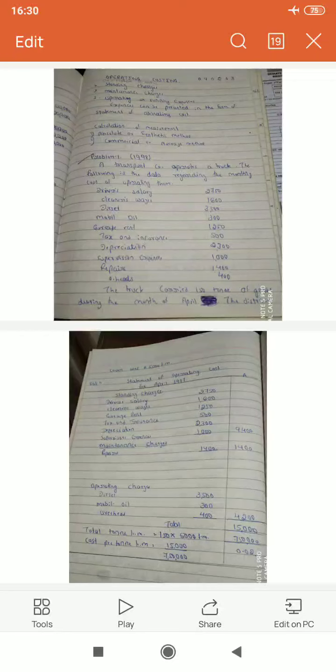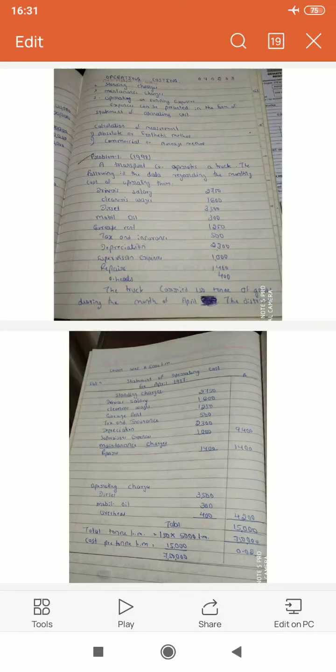Now, I shall first make a reference to driver salary. Hope you concur with me if I say that driver salary can very well be presumed to be a standing charge or a fixed charge, because whether the truck plies or not on a day, the driver's salary has to be paid. Definitely, it can be presumed to be either a fixed charge or a standing charge. Second one, cleaner's wages, in the sense cleaner's salary. Cleaner's salary we can also presume to be a standing charge.